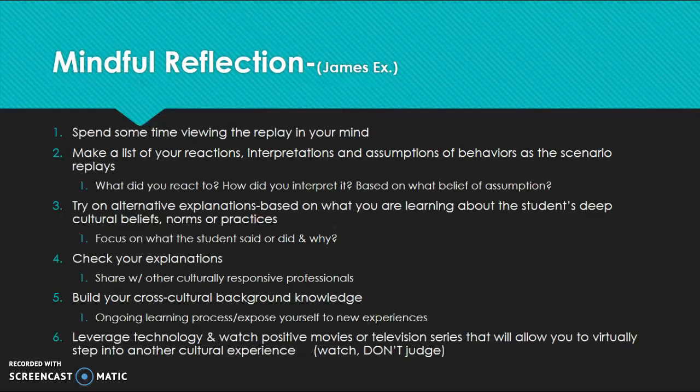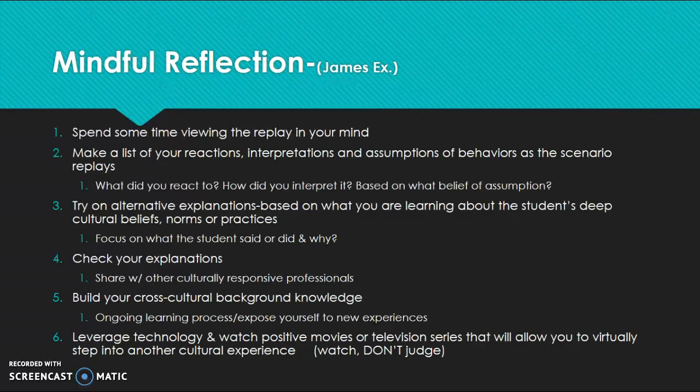Make a list of your reactions, interpretations, and assumptions of behaviors as the scenario replays. What did you react to? She reacted to James answering her no. How did she interpret it? Well, she interpreted it as a negative behavior and him being defiant, and based on what belief or assumptions? I'm sure she was assuming that most of her students wouldn't answer that way because they would understand that it was a directive instead of a question.